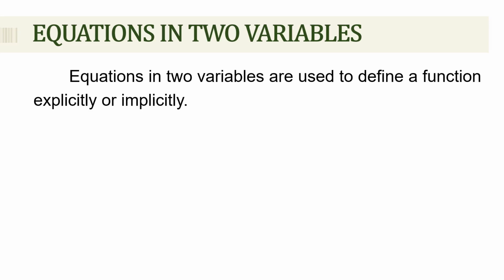The equations in two variables can be defined as an explicit or implicit function. So, for example, we have y equals x squared minus 1. This defines f of x equals x squared minus 1. At etong type ng equation in two variables na ito ay explicit.